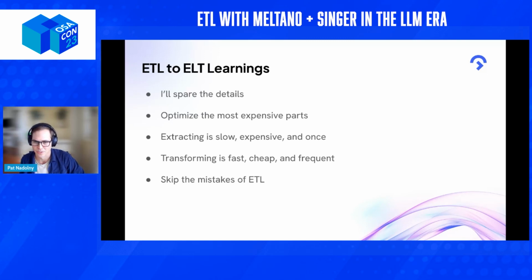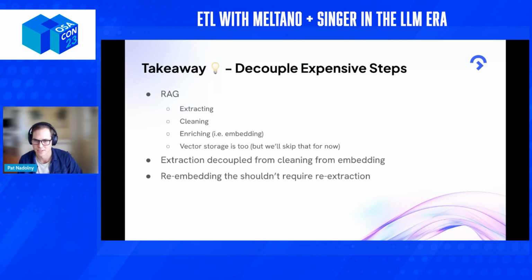and happens frequently. So let's optimize for that. And when we're building these new LLM pipelines, let's skip the mistakes that we made in ETL the first time around. So the takeaway there being, let's decouple expensive steps: extracting, cleaning, enriching. If we're running these LLM pipelines and we want to swap out models, we don't want to have to go all the way back to the source to extract new data, re-embed it, et cetera, et cetera. We just want to start with the piece that we need by decoupling them.